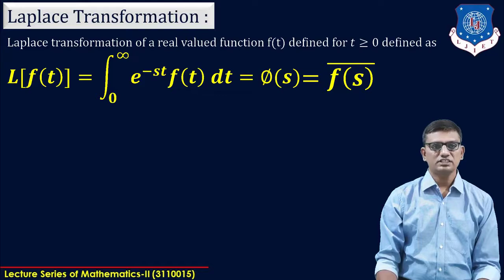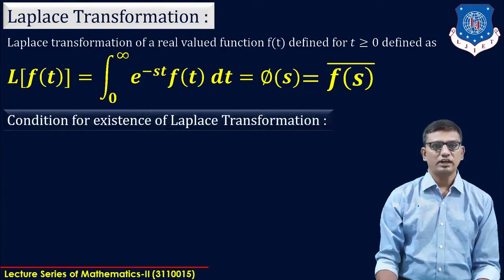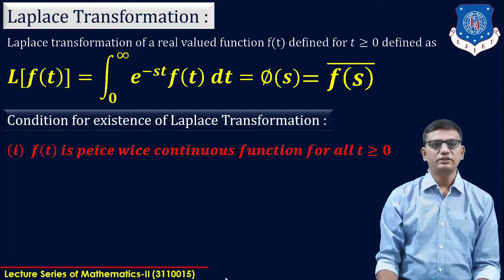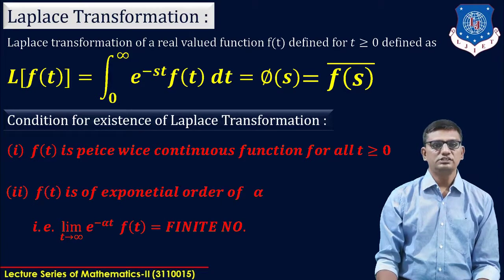Now we will discuss the condition for existence of Laplace transformation. Our function f(t) should be piecewise continuous for all t greater than or equal to 0. Also, our function f(t) is of exponential order alpha. That means the limit as t tends to infinity of e raised to minus alpha t times f(t) should be a finite number.